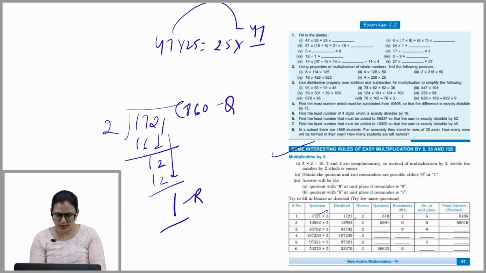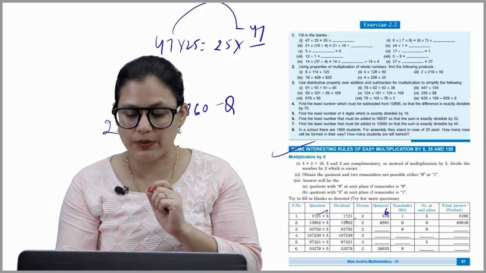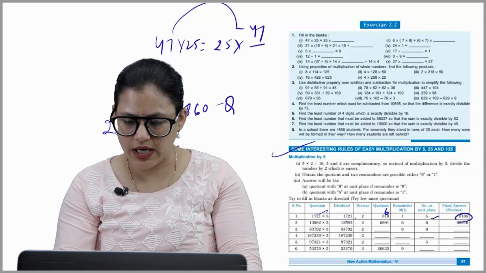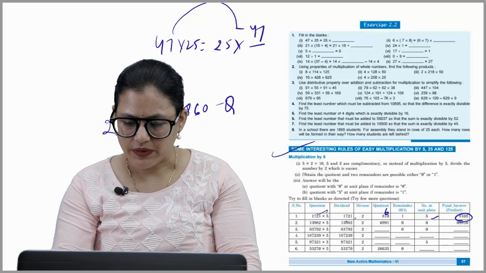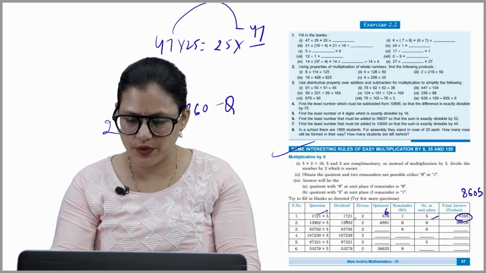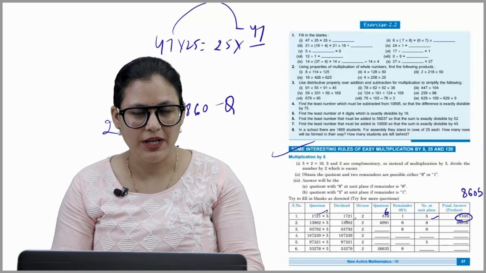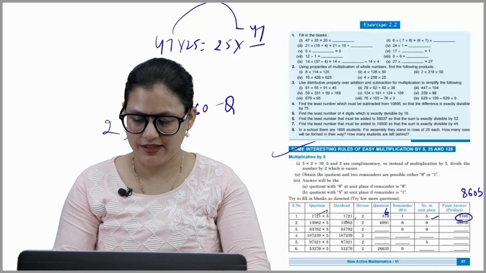So we will write the quotient here. 810 is written here, but it will be 860. Okay, and then there is remainder 1, so the number at the unit place will be 5. So the final answer would be, here it is written 8105, but the answer is 8605. Okay, now similarly you will do the other parts also. So it is very easy to multiply a number by 5, right?